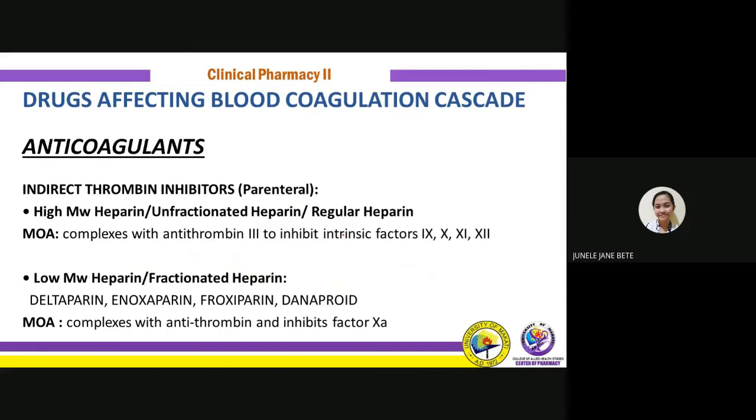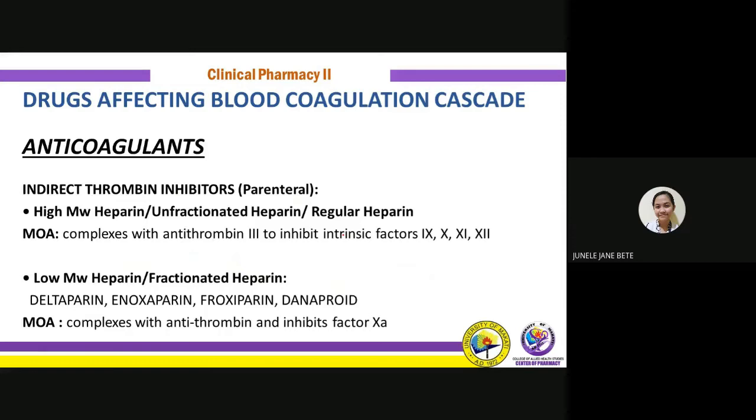What antithrombin 3 does is it inhibits the clotting factor proteases, either activated factor 2, activated factor 10, activated factor 9, activated factor 11, and activated factor 12, by forming complexes. So, that is it: it complexes with antithrombin 3 to inhibit the intrinsic factors. That is why factors 9, 10, 11, and 12 are inhibited.